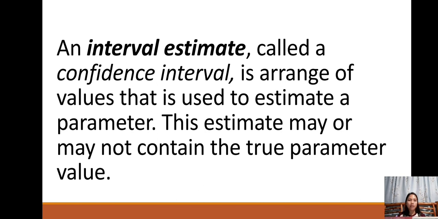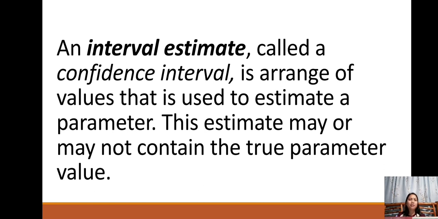So an interval estimate is also called a confidence interval. As I've written in the PowerPoint, it is a range of values that is used to estimate a parameter. These estimates may or may not contain the true parameter value. An example is the age of a beginning grade 1 pupil is any value between 6 years and 7 years. Another example, the age of senior citizens is any value between 60 and above.